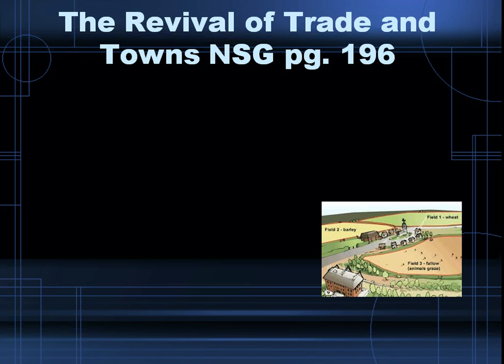In the Middle Ages, you had manorialism. So basically every little manor was self-sufficient in small little towns. There was no trade between these manors, between kingdoms. So how did that revive?